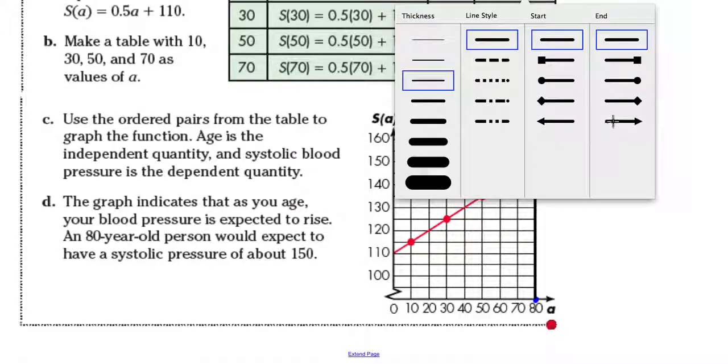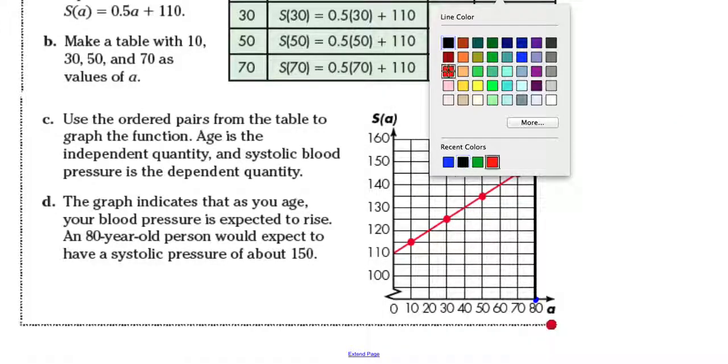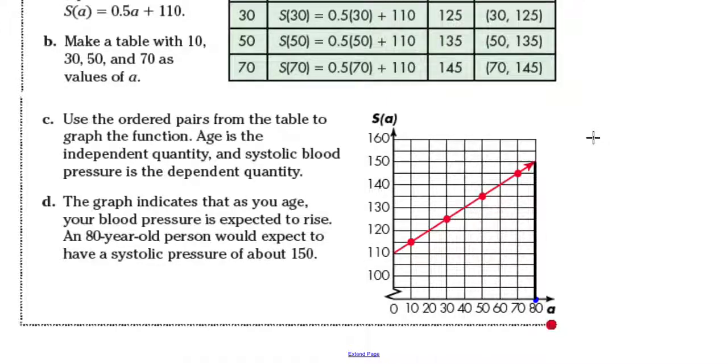For example, if you are asked to find the systolic blood pressure of a person who's age 40, all you need to do is go to 40 and then go up to the line. So at 40 years old, your systolic blood pressure should be around 130. And if you have a 60-year-old, the systolic blood pressure is around 140. And that's how you determine systolic blood pressure, by looking at a linear function.